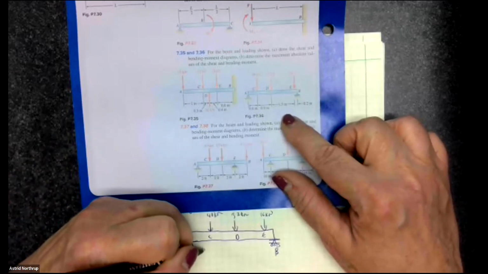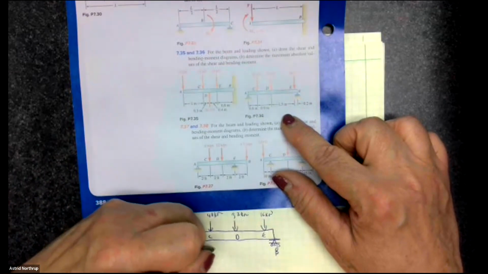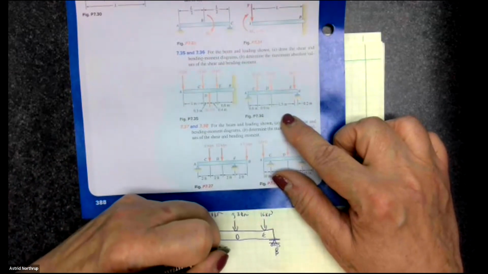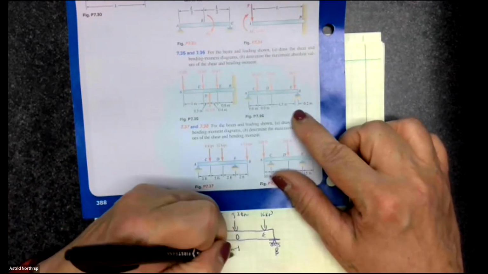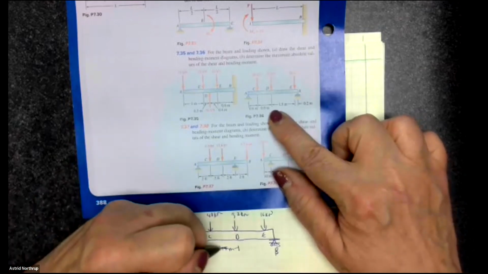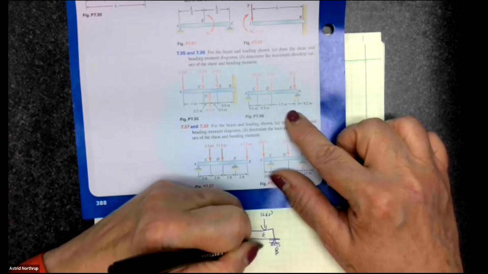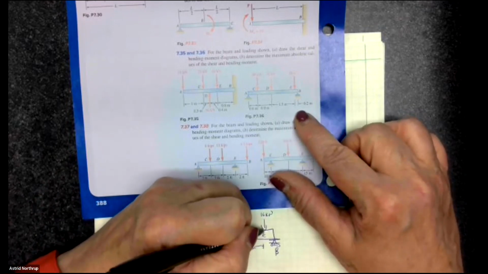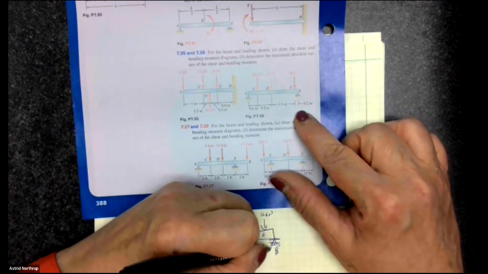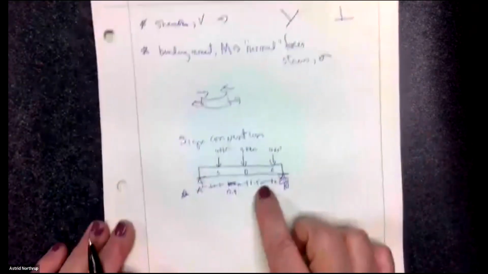The distance from here to here is 0.6 meters. Distance from here to here is, oh, I'm sorry, 0.9 meters. Yeah, this one's 1.5 meters. And then this is from E to B is 0.2 meters. Okay. All right. So what happens here?